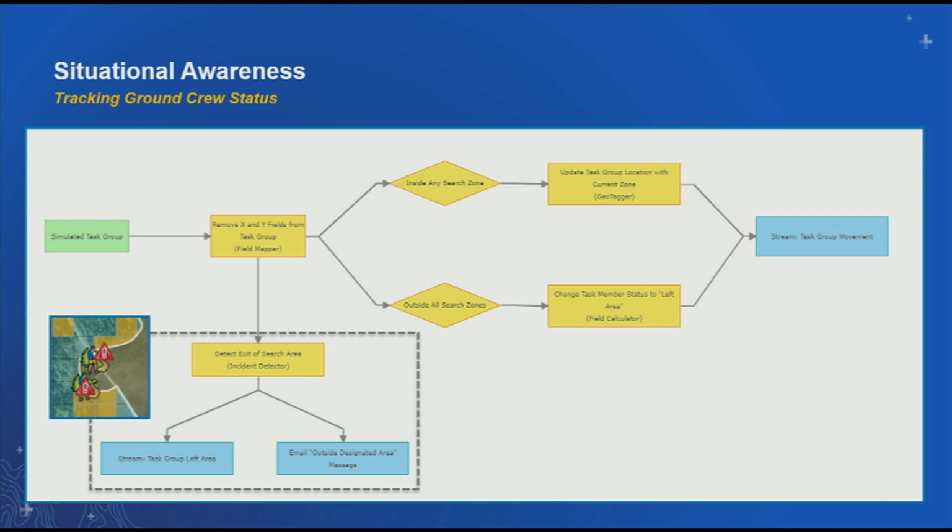The other part of this service involves the use of an incident detector. In this case, we're looking for when they left the entire search area that they've been tasked with staying within, and we're sending that to two different outputs. On the left, we have our stream service. That's how we're able to visualize that they had left the area and display those little warning symbols in red. Likewise, we have another output to send an email, so that maybe when they leave that area, we can let somebody know from an operations point of view that they had left.